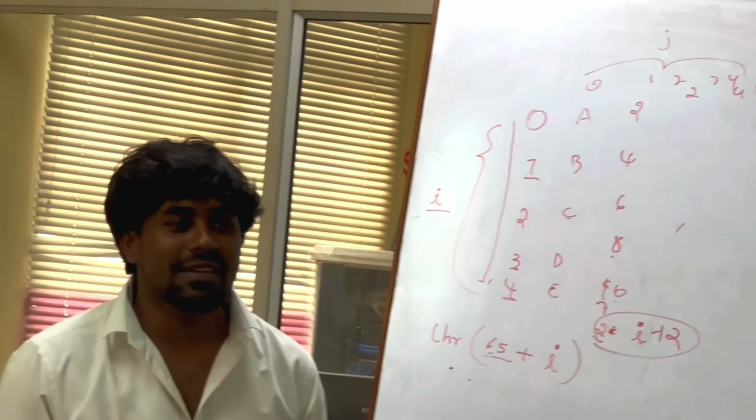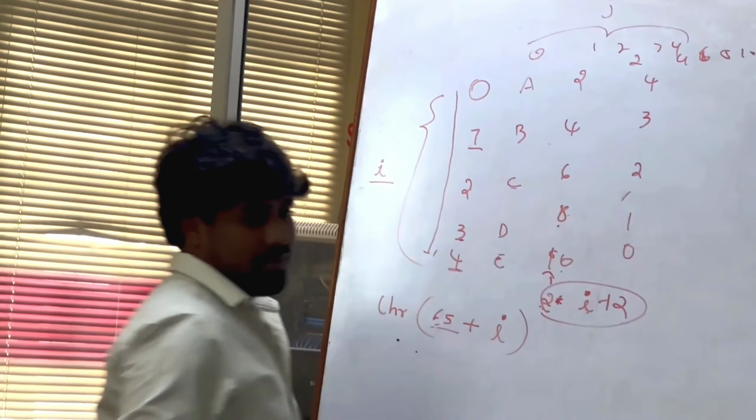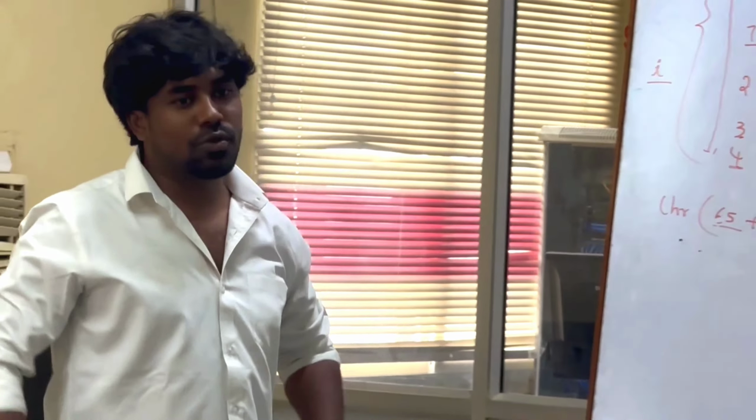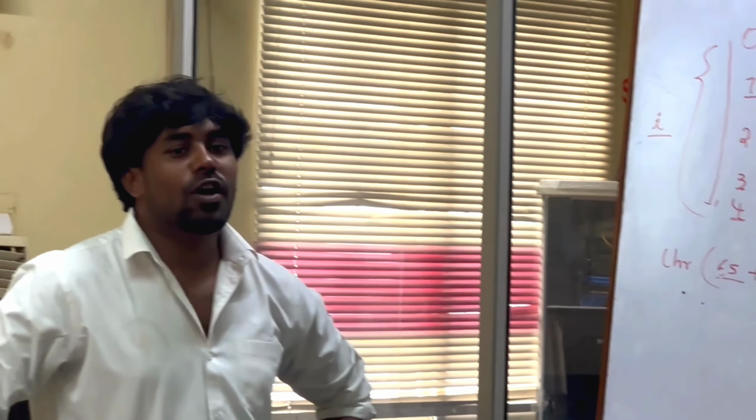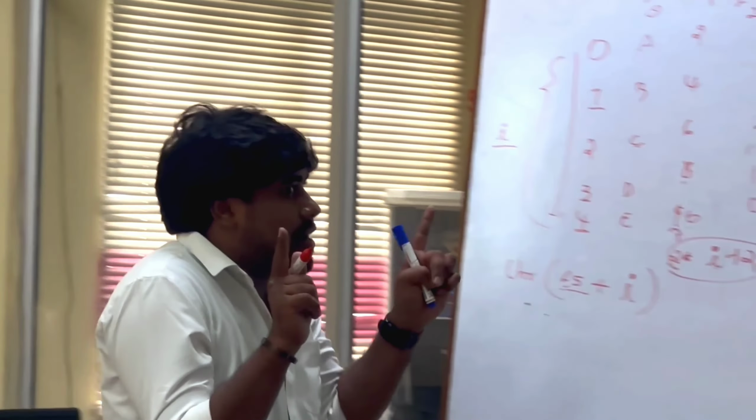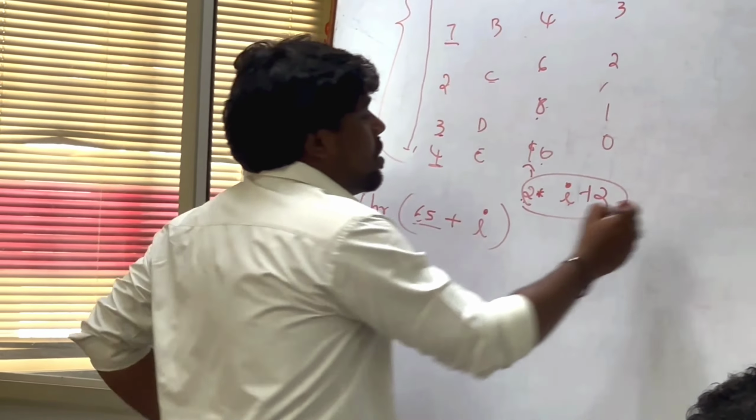Let me take something like this. 4, 3, 2, 1, 0. If the numbers are like this, what will you do now? First thing, what do you think now?